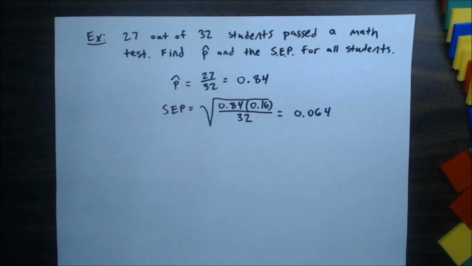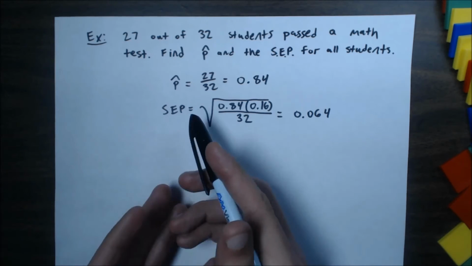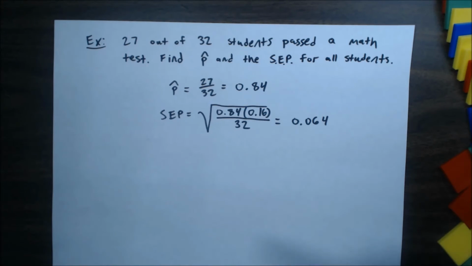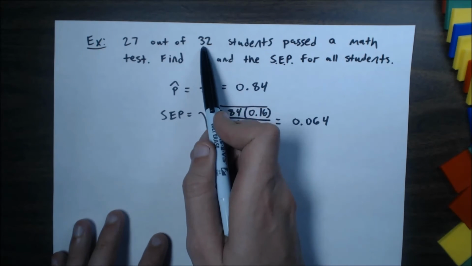Okay, 27 out of 32 students passed a math test. Find P hat and the SEP for all students. Okay, so we're assuming that these 32 students that we looked at their scores are just 32 out of a larger group, maybe it's all the students that the teacher teaches. Maybe this is just one class, okay? So 27 out of 32, that's our sample.